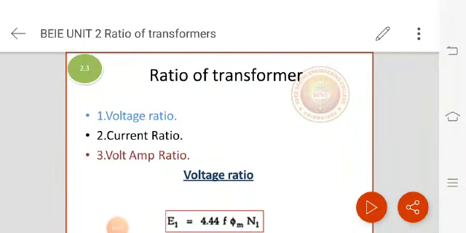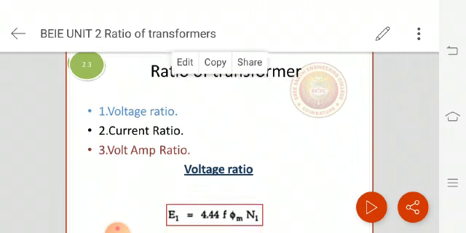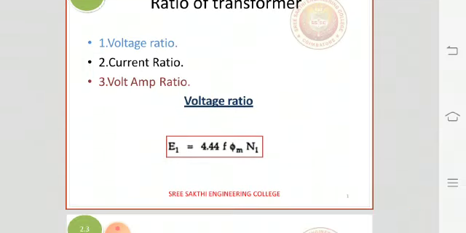So in this session we are going to see about the ratios of a transformer. In that we have three ratios. One is voltage ratio, second one is current ratio, and third one is volt-ampere ratio. So the first one is voltage ratio.